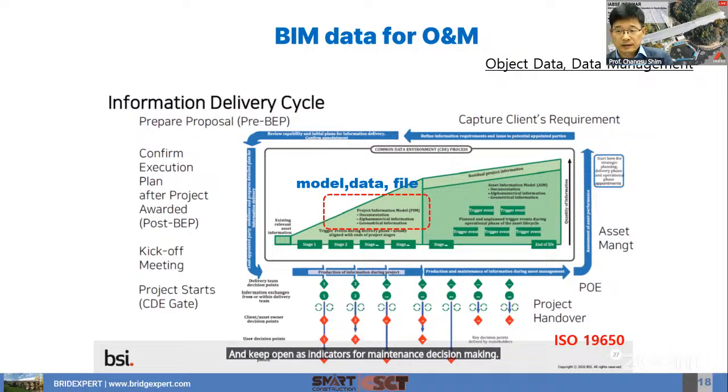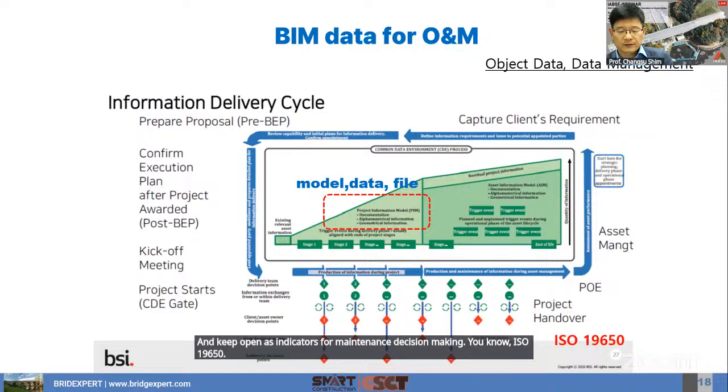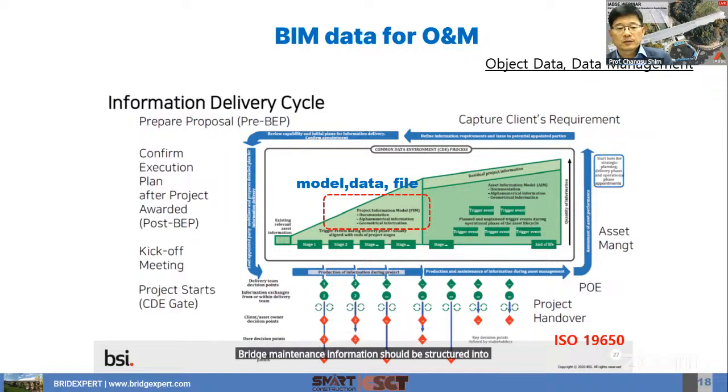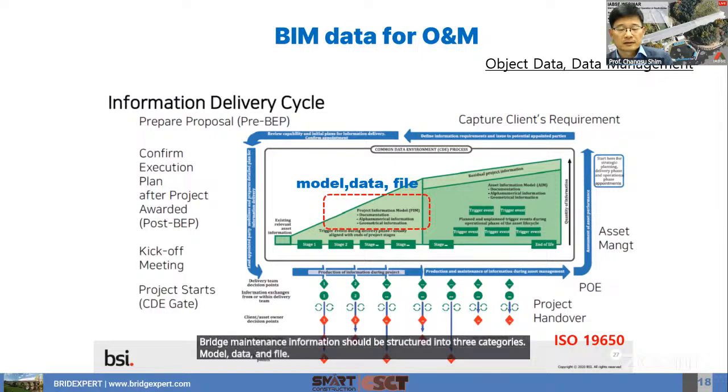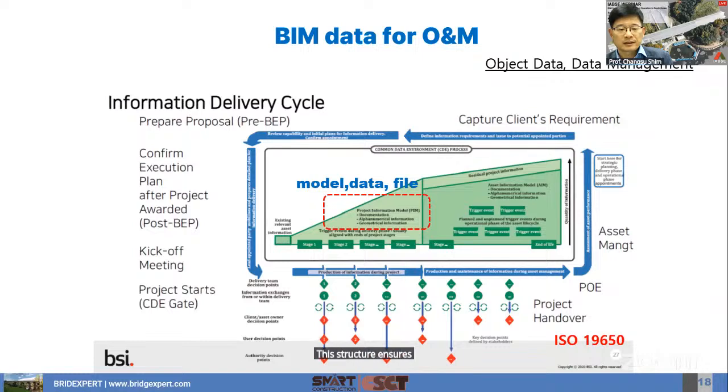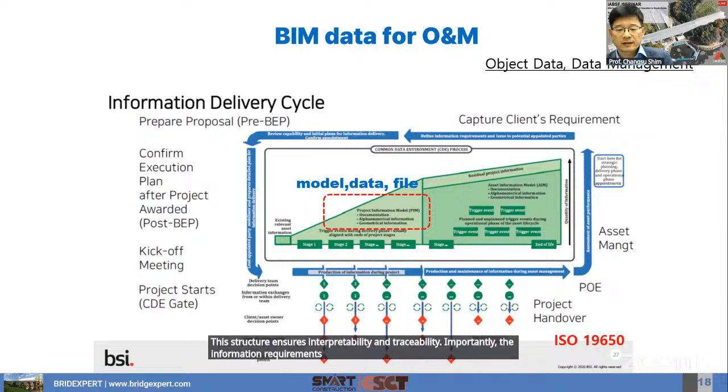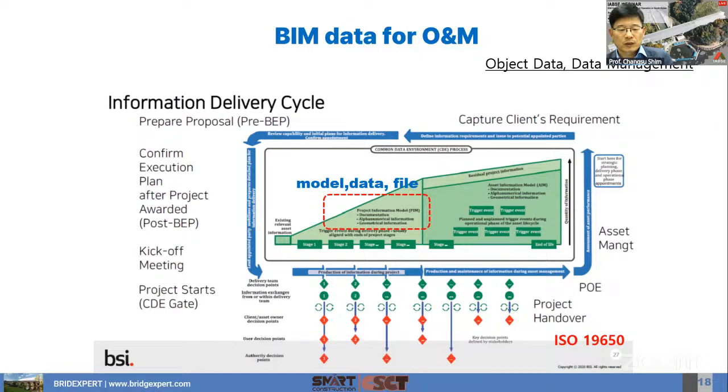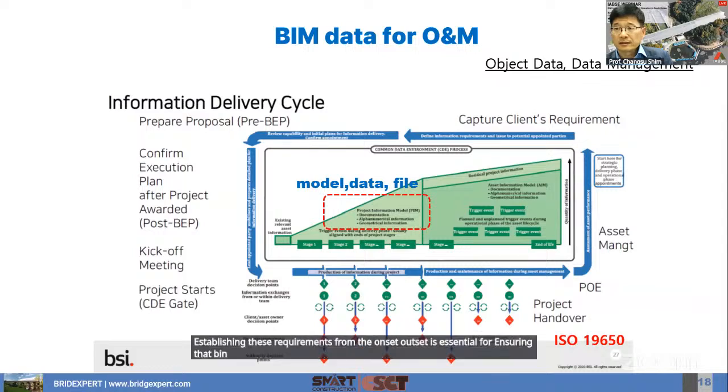You know ISO 19650? Bridge maintenance information should be structured into three categories: model, data, and file. This structure ensures interpretability and traceability. Importantly, the information requirements must be clearly defined by the clients. This includes specifying what data should be submitted at each stage and what needs to be accumulated throughout the bridge lifecycle. Establishing these requirements from the outset is essential for ensuring that BIM models support not just design and construction, but also effective long-term maintenance of bridges.